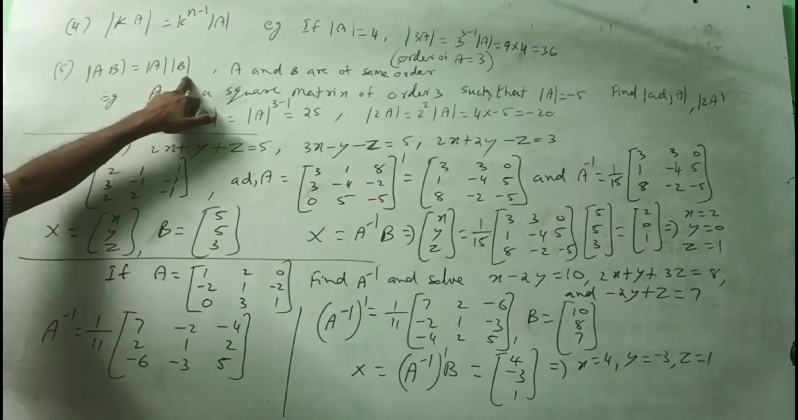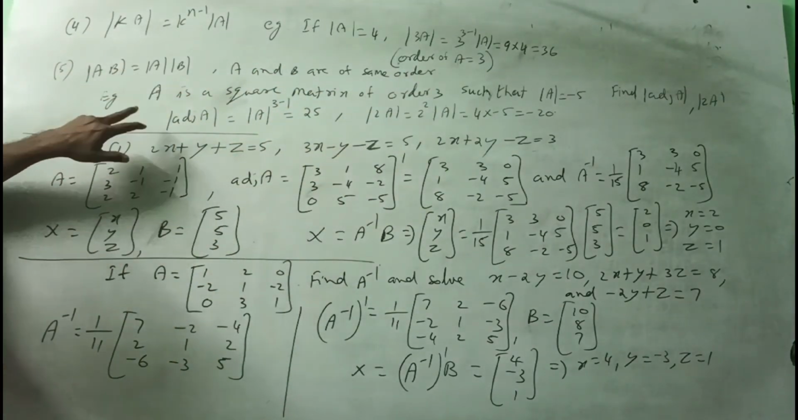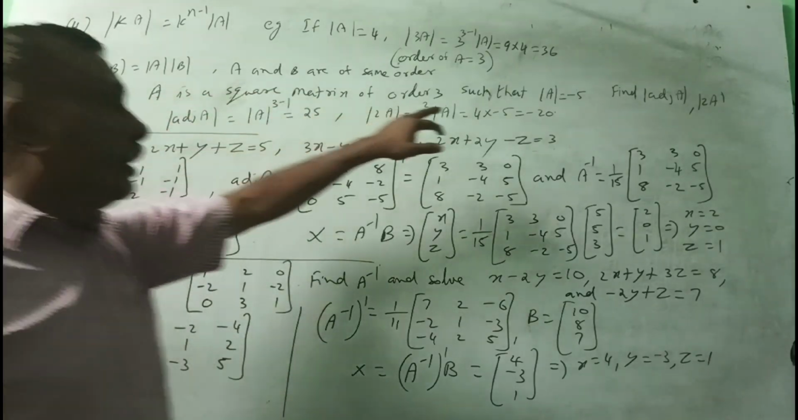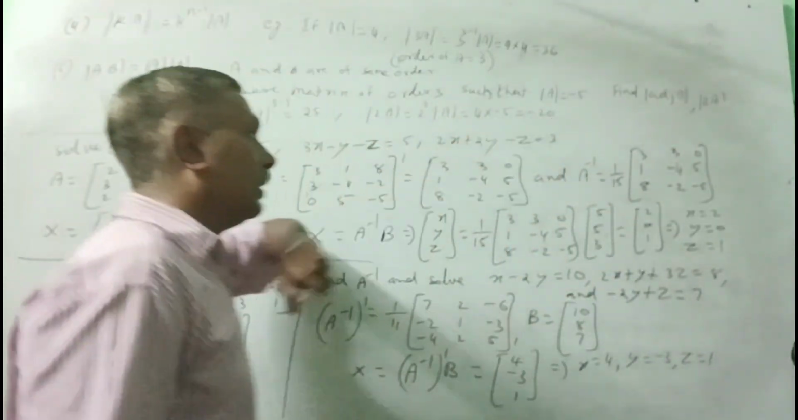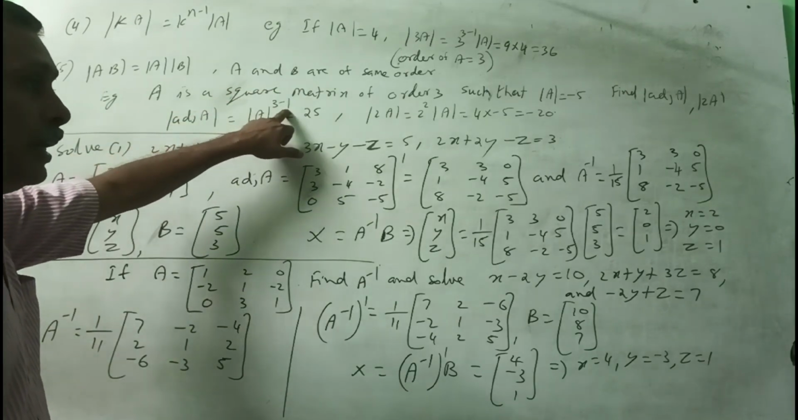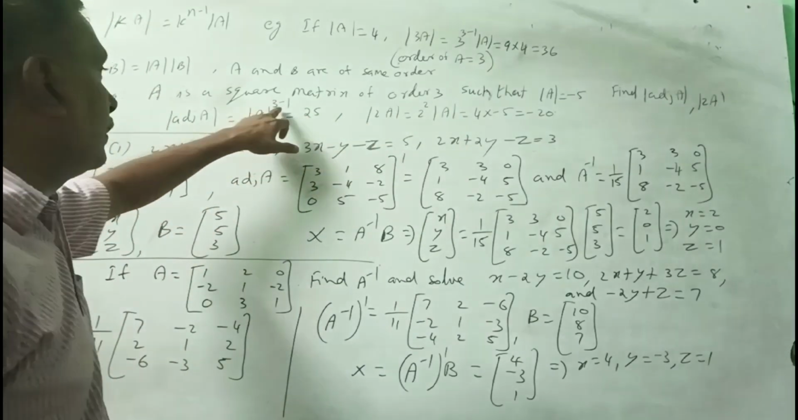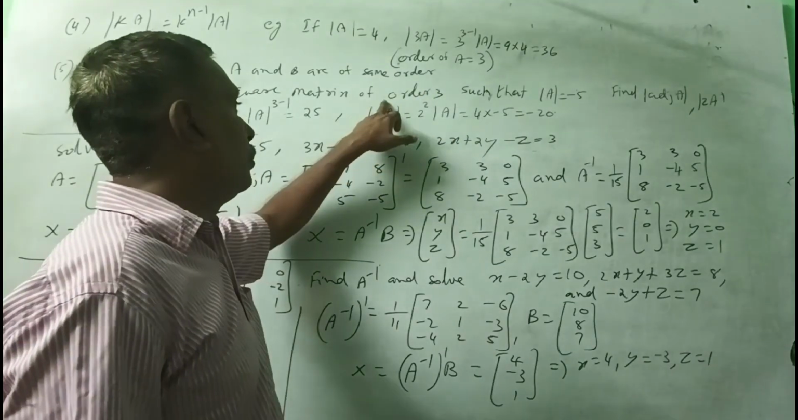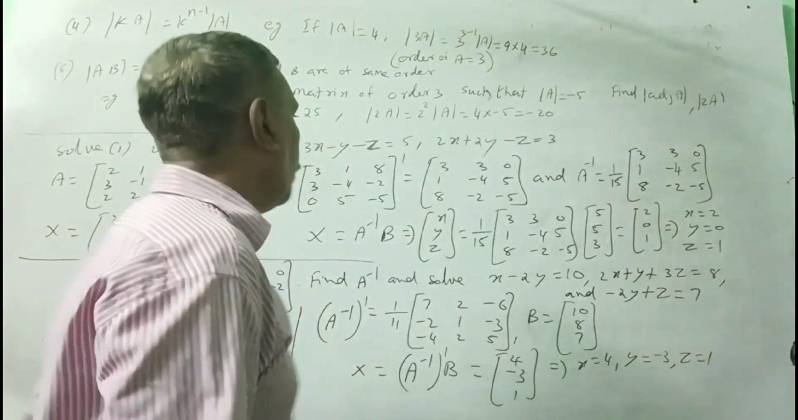Similarly, determinant of AB is equal to determinant A into determinant B, where A and B are of the same order, then only. If A is a square matrix of order 3 such that determinant A is minus 5, find the value of determinant of adj A and determinant of 2A. From the results we can write: determinant of adj A, since A is of order 3, is determinant A raised to 3 minus 1, that is 25, because determinant A is minus 5 raised to 2 is 25. Similarly, determinant of 2A is 2 cubed, because order 3, into determinant A, that is 8 into minus 5, that is minus 40.